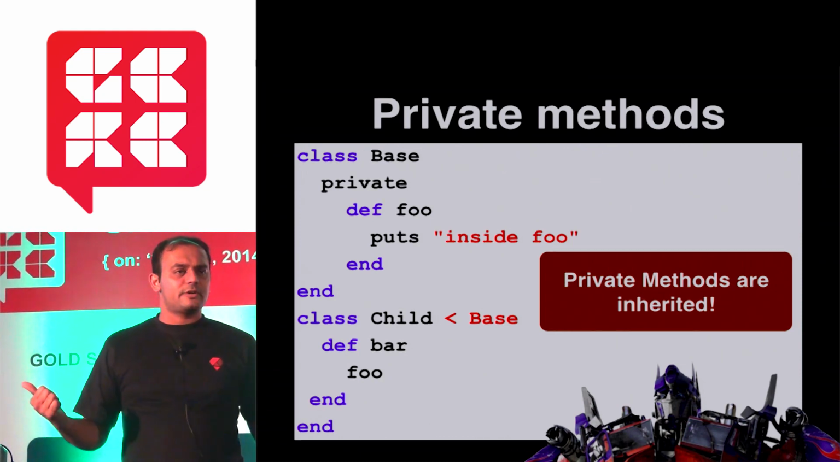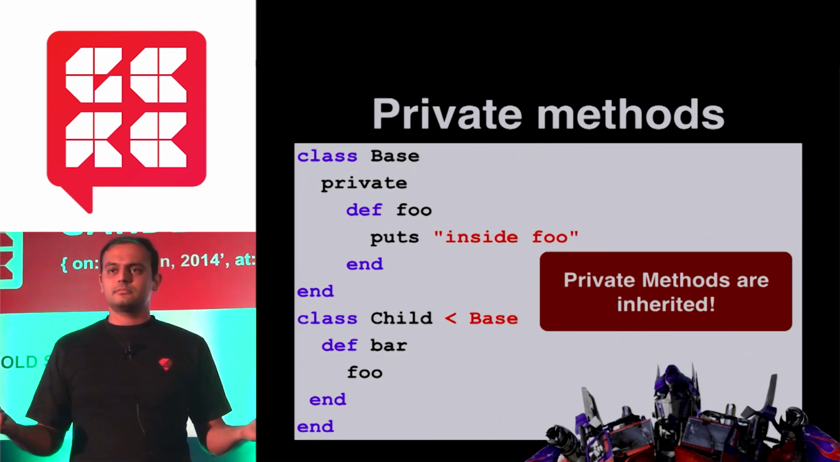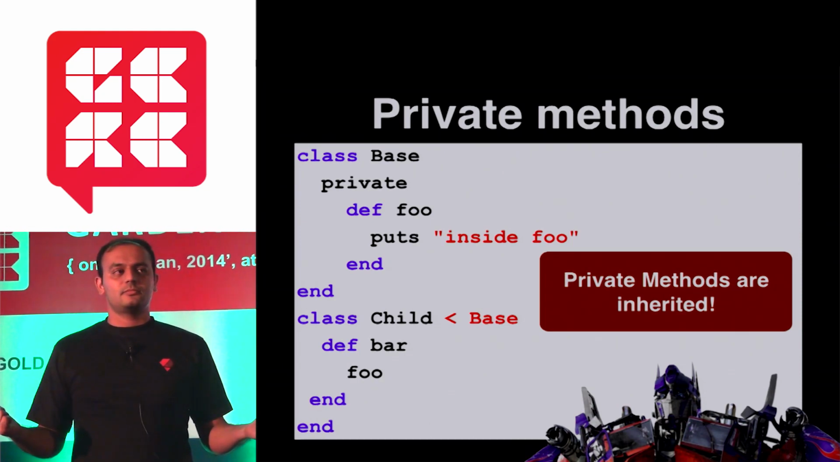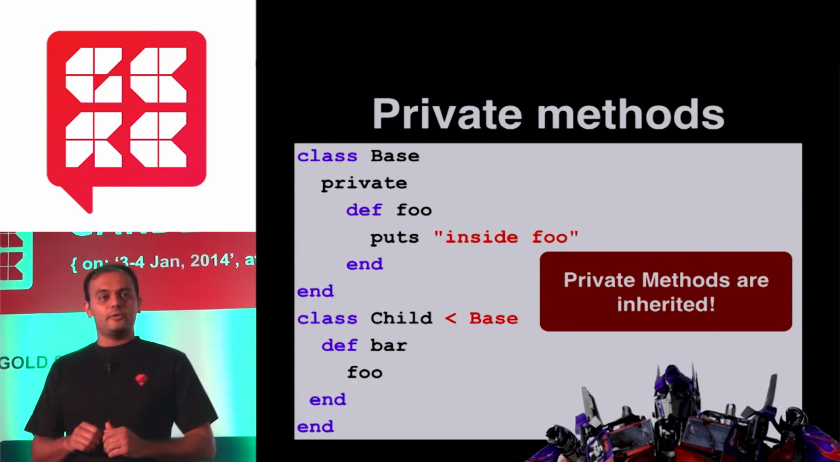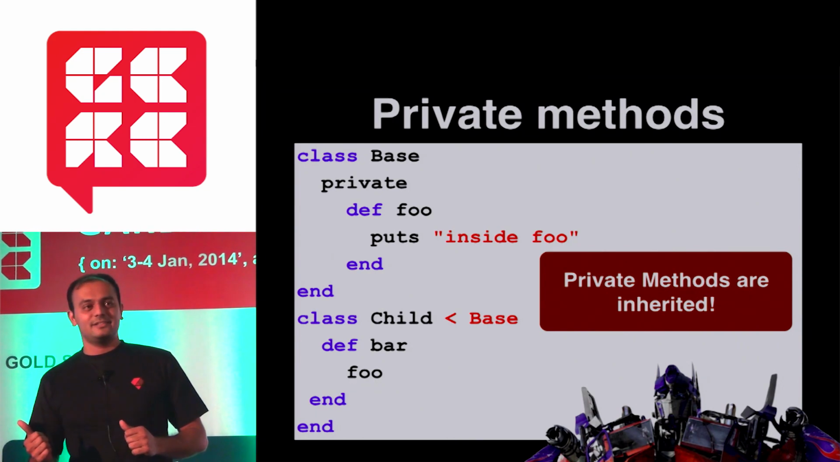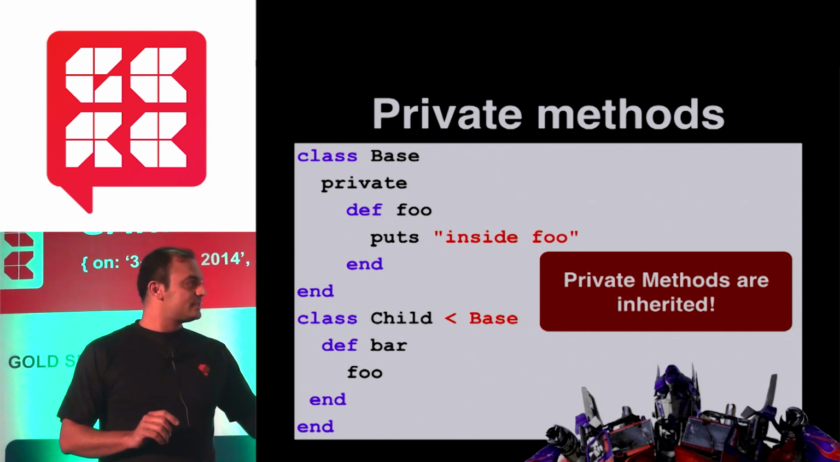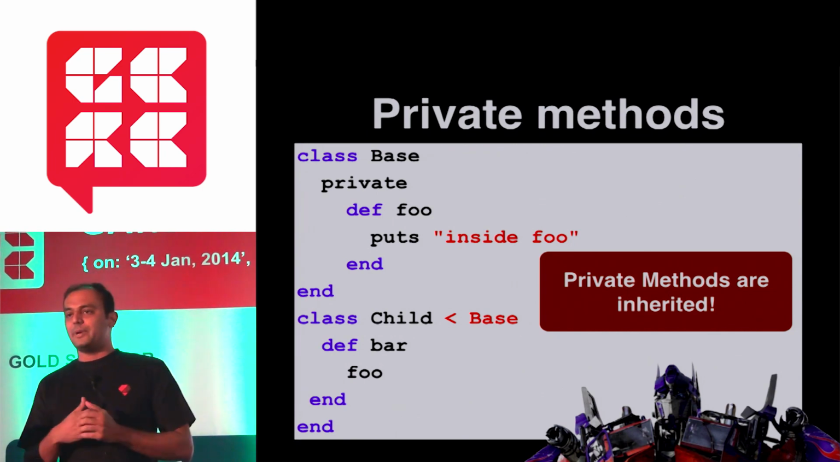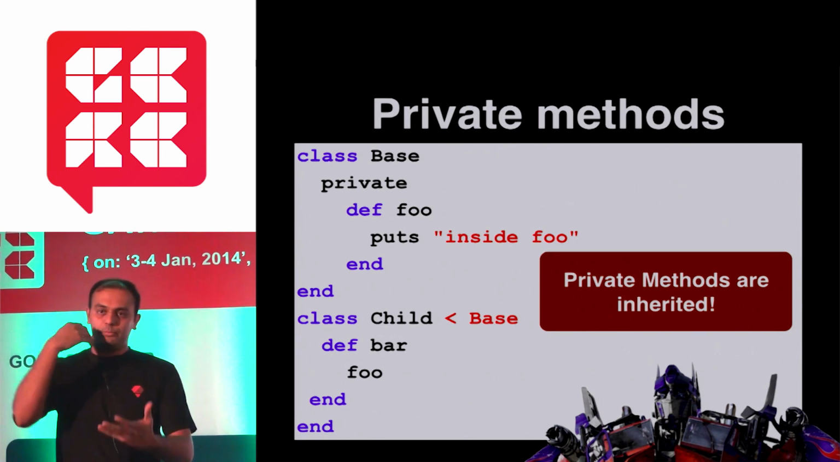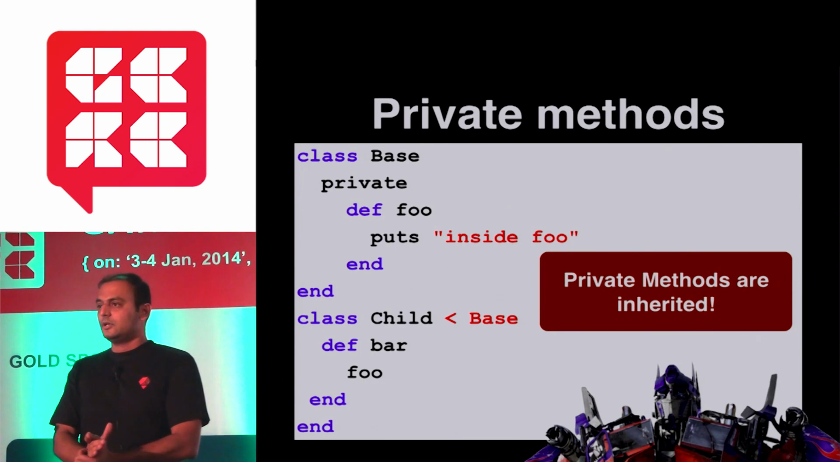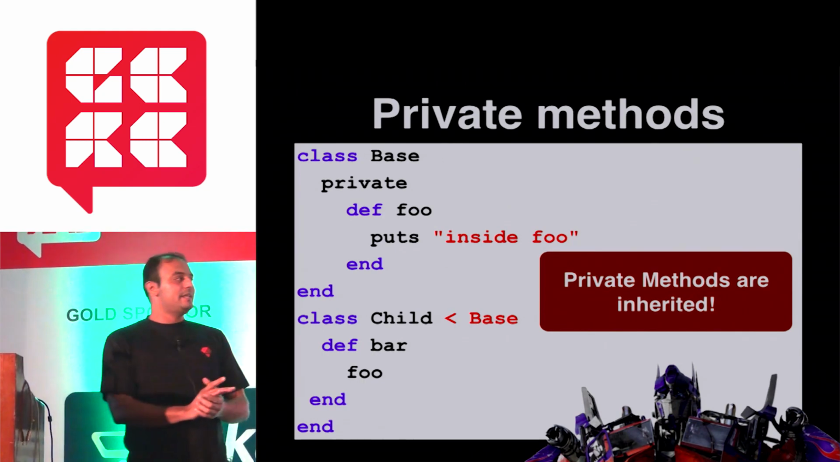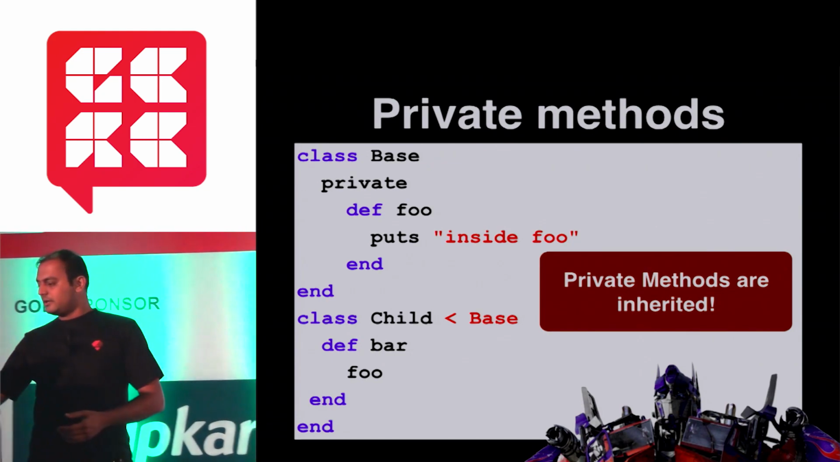How many of y'all knew this already, that private methods are inherited in Ruby? All right, okay, now I'm scared. How many of y'all didn't know this? Don't be shy. Okay, so this is actually one of the basic principles of where Ruby actually breaks traditional object-oriented concepts. All private methods are inherited, right?